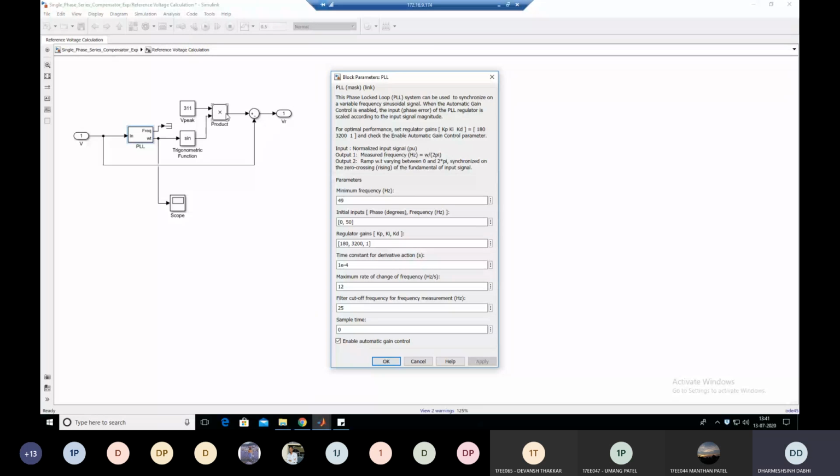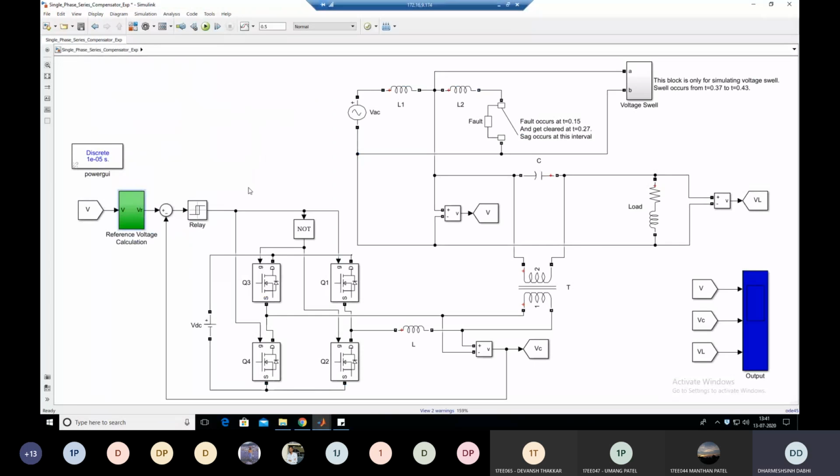So this Vm sine omega t voltage is subtracted from this voltage V, and whatever the error between Vm sine omega t and V, that acts as the reference voltage for the controller. Now this reference voltage is again subtracted from the compensating voltage. You can see the output of the reference voltage calculation is VR, which is subtracted from this VC. So VC is what? That is the compensating voltage.